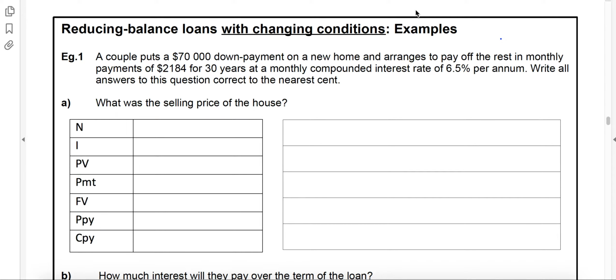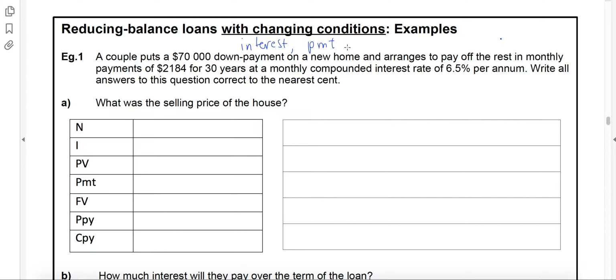What you can see is we're going to be looking at reducing balance loans again in this video. However, we're going to be looking at a particular case where we are changing the conditions, or a few cases in fact. So changing conditions just means that you might have something like an interest rate change. You might have someone increasing or decreasing the payments that they're able to make on that loan.